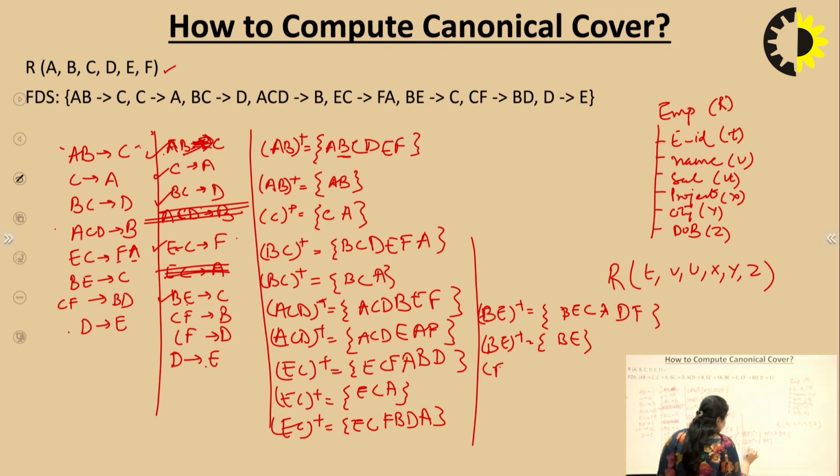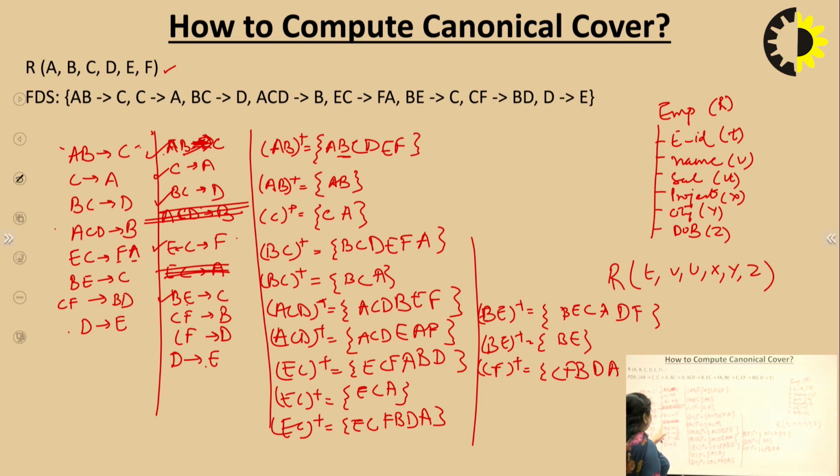From CF, so CF, and from CF we can determine B. From BC we can determine D. From C we can determine A. And from AB we can determine C. We already have C. And from CFB, CFD. From D we can determine E. So all the attributes are here.